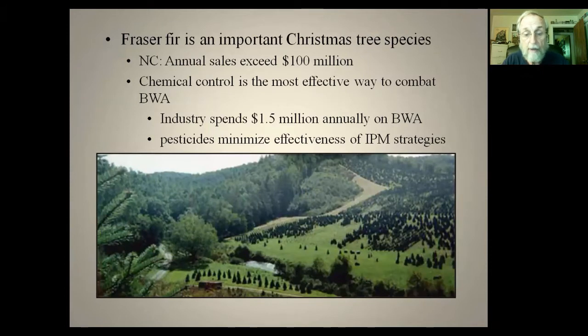At least in North Carolina, Fraser fir is an important commercial species because of the Christmas tree industry. Christmas trees are big in North Carolina. Only Oregon grows more Christmas trees than North Carolina does, and North Carolina is a close second. So it's a big industry, and that's where we got a lot of our financial support to work on balsam woolly adelgid. And obviously, they spend a lot of money attempting to control the adelgid. Not because they worry about the trees dying, they worry about the appearance of the tree.